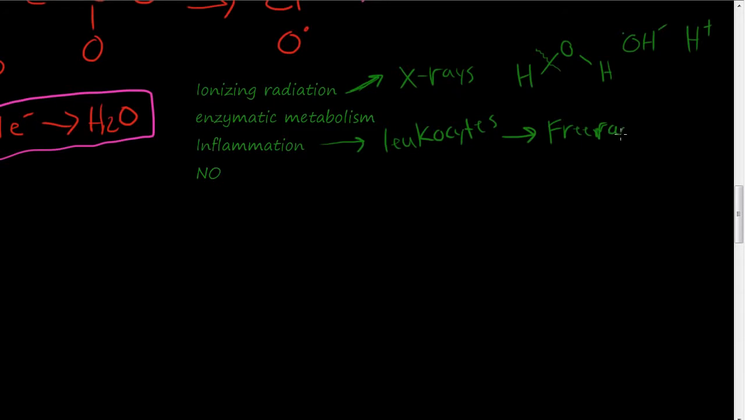And then NO, which is nitric oxide. Nitric oxide is produced in many cells, and it's a chemical mediator for several different reactions and purposes. And these can be converted to free radicals. So there's many ways that your body can produce free radicals, and it's a normal process to have free radicals inside your body, but there's mechanisms to take care of these free radicals, and we'll talk about those.